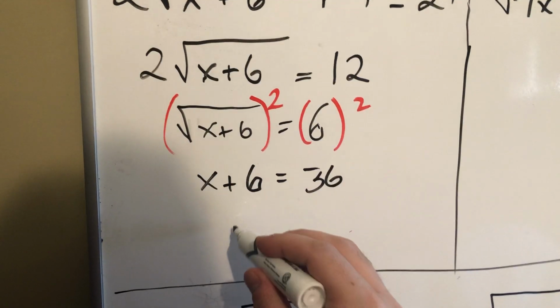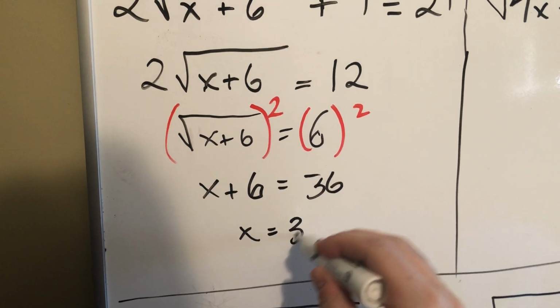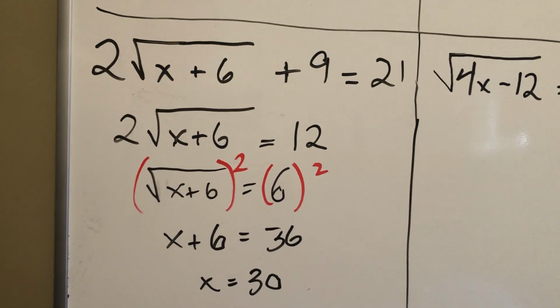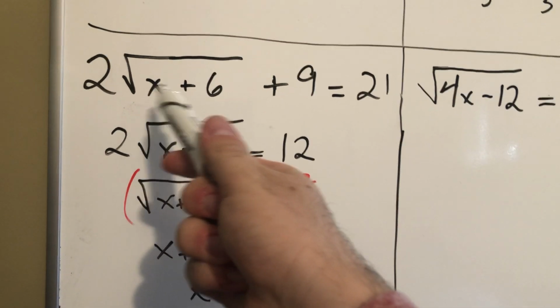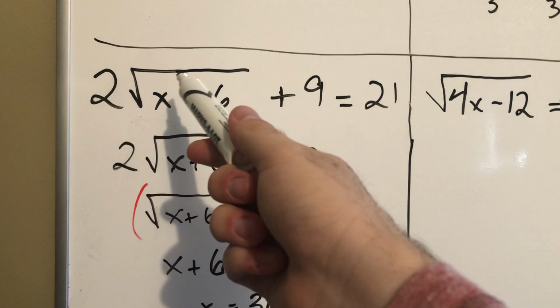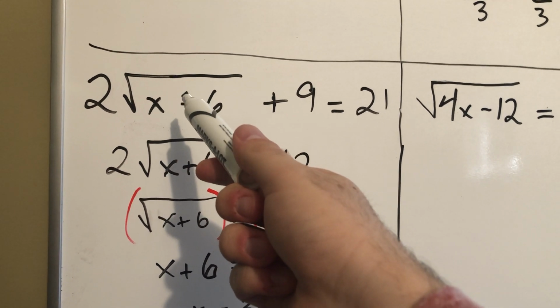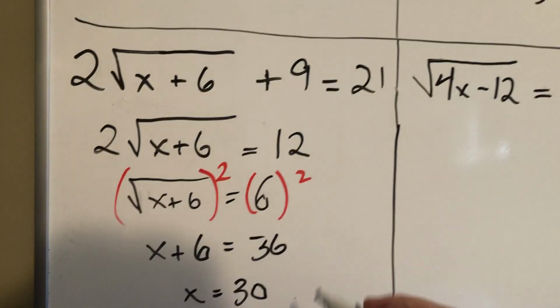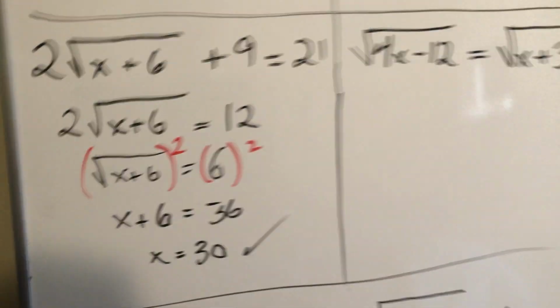Subtract 6 from both sides. One solution, x equals 30. Remember to check. We'll plug it in. 30 plus 6, that's 36. Square root 36 is 6. 6 times 2 is 12. 12 plus 9, 21. We're good.